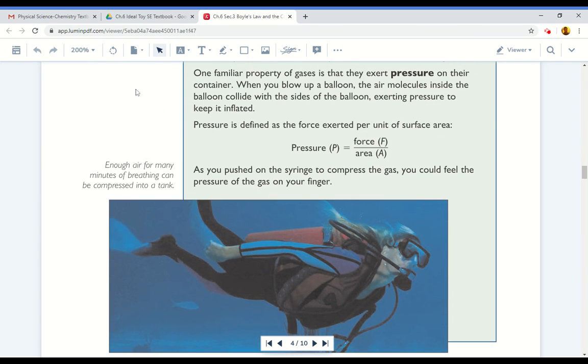One familiar property of gases is that they exert pressure on their container. When you blow up a balloon, the air molecules inside the balloon collide with the sides of the balloon, exerting pressure to keep it inflated. Pressure is defined as the force exerted per unit of surface area. Pressure equals force divided by area. As you pushed on the syringe to compress the gas, you could feel the pressure of the gas on your finger.